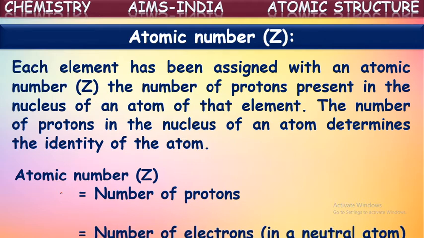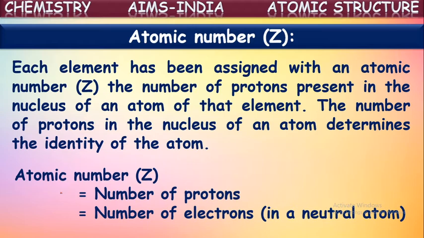For neutral atoms, the number of protons is also equal to the number of electrons, because the total number of positive charges is equal to the total number of negative charges, that is electrons, in a neutral atom. So the atomic number is also equal to the number of electrons in the case of neutral atoms, but it is always equal to the number of protons.